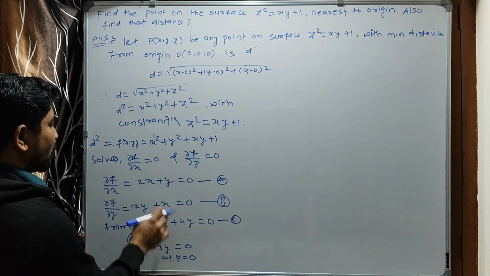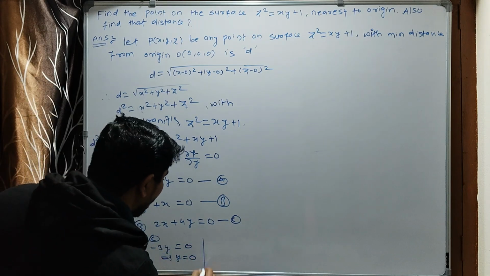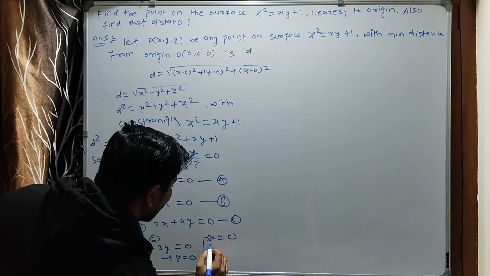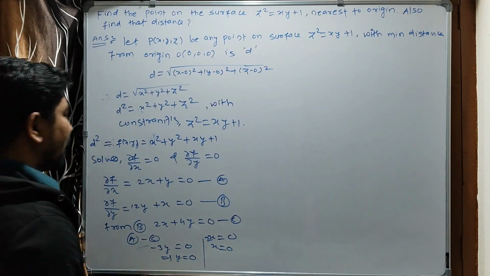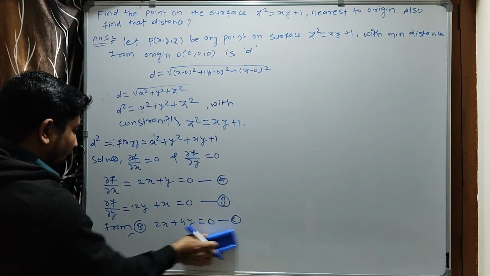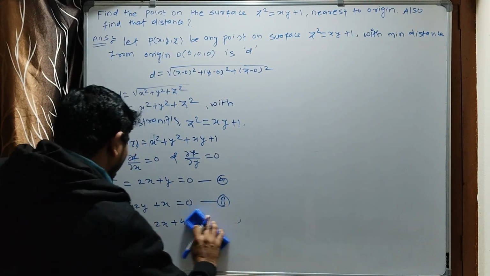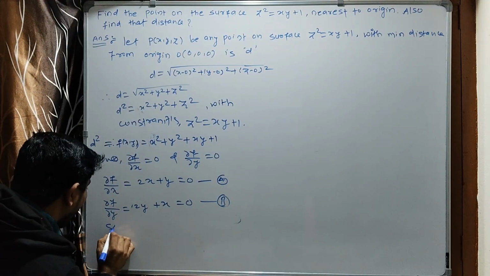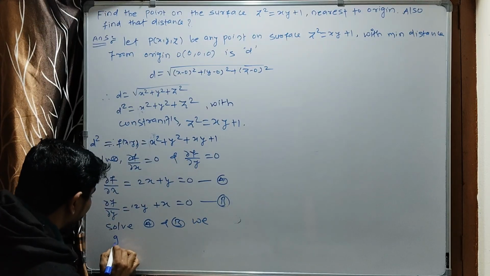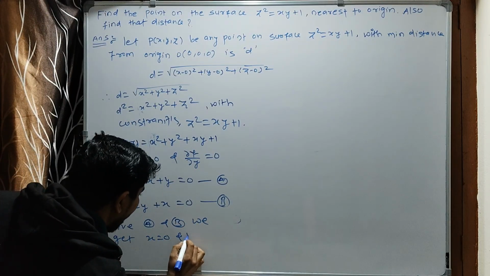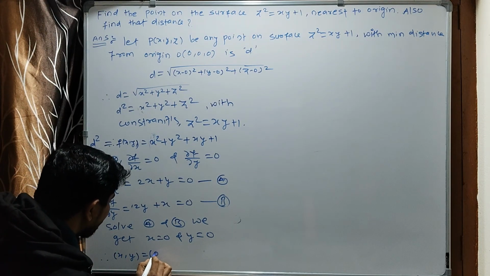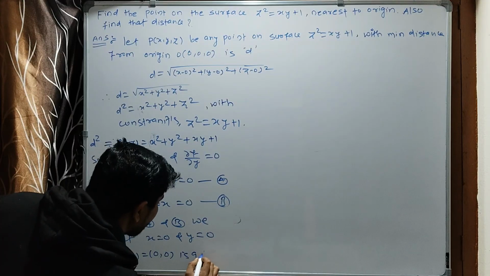If y equal to 0, just put the value of y equal to 0 in this equation. Therefore 2 times x equal to 0. This implies x equal to 0. Therefore the critical point is 0 comma 0. So solving a and b, we get x equal to 0 and y equal to 0. Therefore x comma y, which is equal to 0 comma 0, is a stationary point.